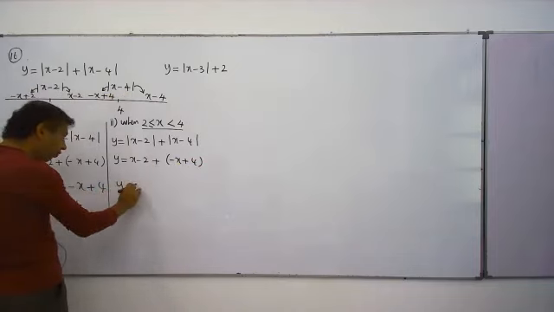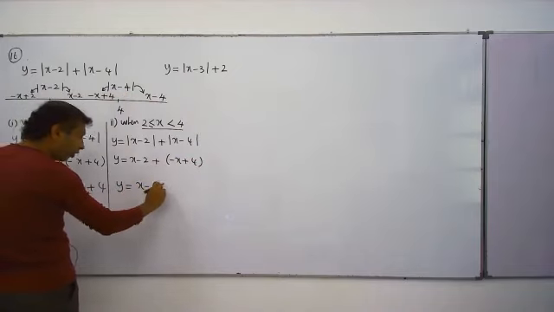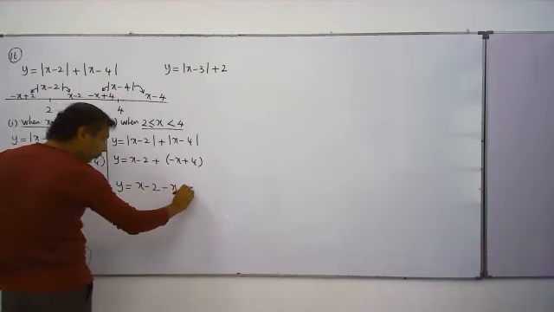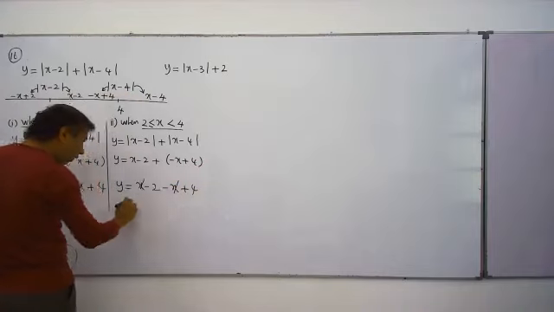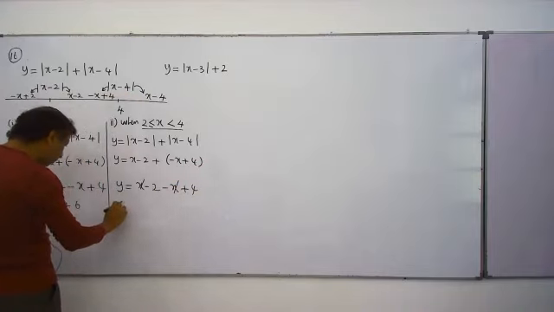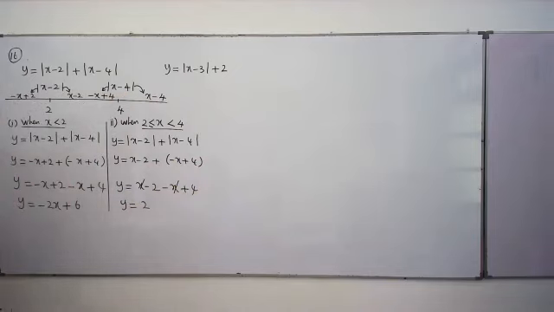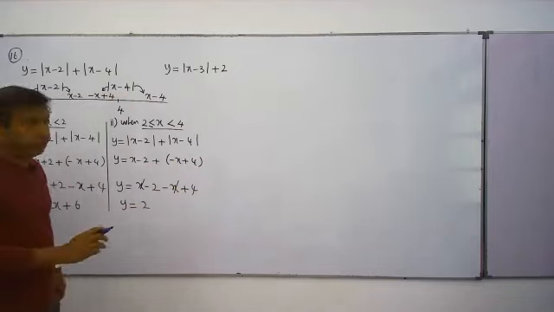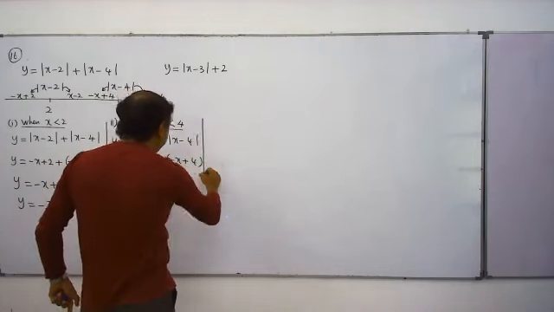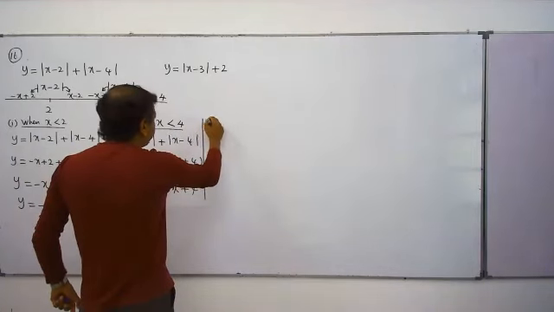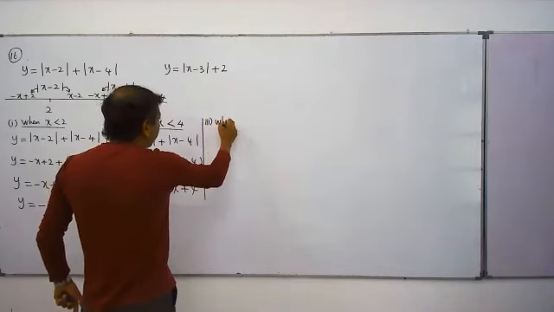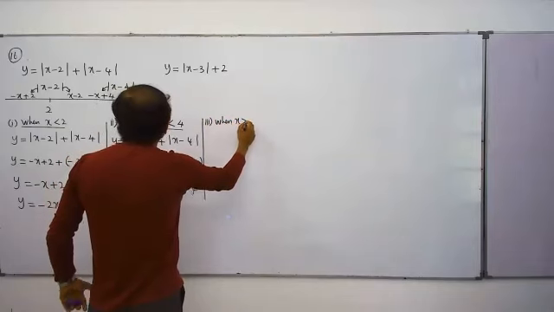Y equals x minus 2 plus minus x plus 4. This and this we can cancel down. Y equals, people, 2, no? Y equals 2. Third interval, when x greater than or equal to 4.